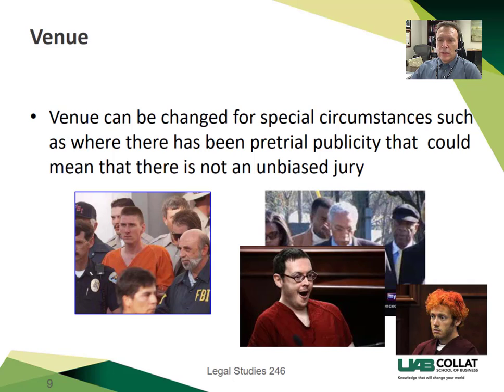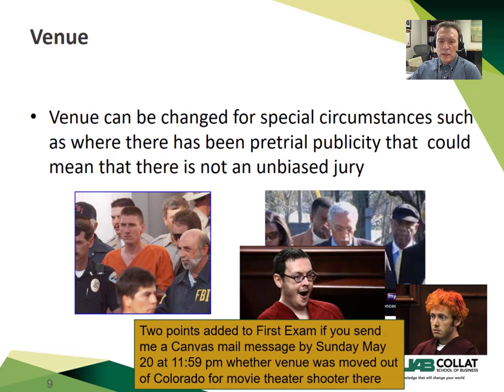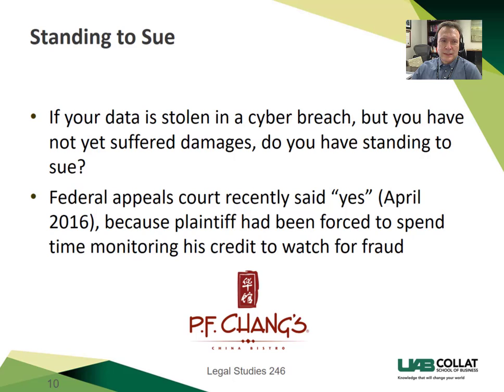Here's an extra credit opportunity for you for 2 points added to the first exam. Tell me by Sunday night, May 20 at 11:59 in the evening whether venue was changed in the trial of James Holmes, the man shown in the lower right hand corner. Pretty big difference between what he looked like the day after he committed his crime and several months later. Extra credit opportunity. Was or was not venue changed in that case?